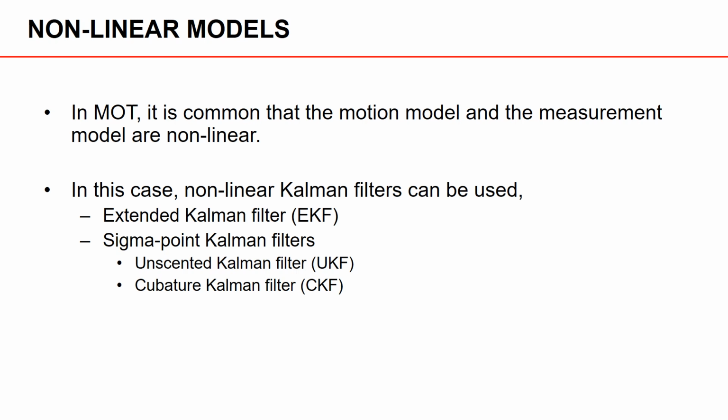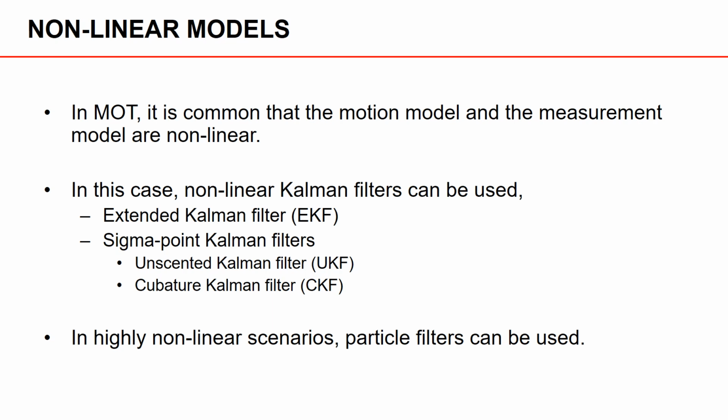The sigma point filters build on sampling. And if the models are highly nonlinear, or if we have very complicated noise processes, then nonlinear Kalman filter might not be sufficient. If that is the case, we can instead use particle filters. However, in many tracking applications, either the Kalman filter or one of its nonlinear variants is sufficient.